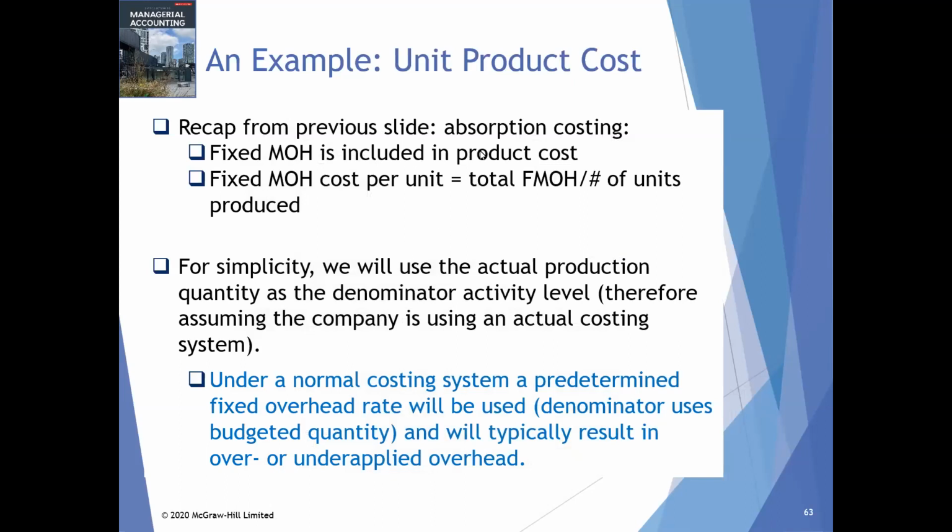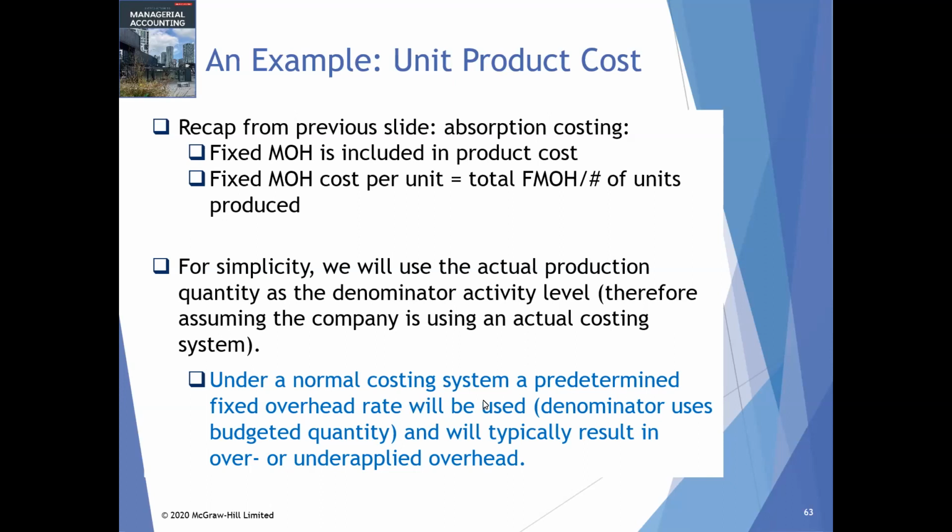So recap from the previous slide, in absorption costing the fixed manufacturing overhead is included in the product cost, and the fixed manufacturing overhead cost per unit is equal to the total fixed manufacturing overhead divided by the number of units produced. So for simplicity, we will use the actual production quantity as the denominator activity level. Therefore, we assume the company is using the actual costing system.